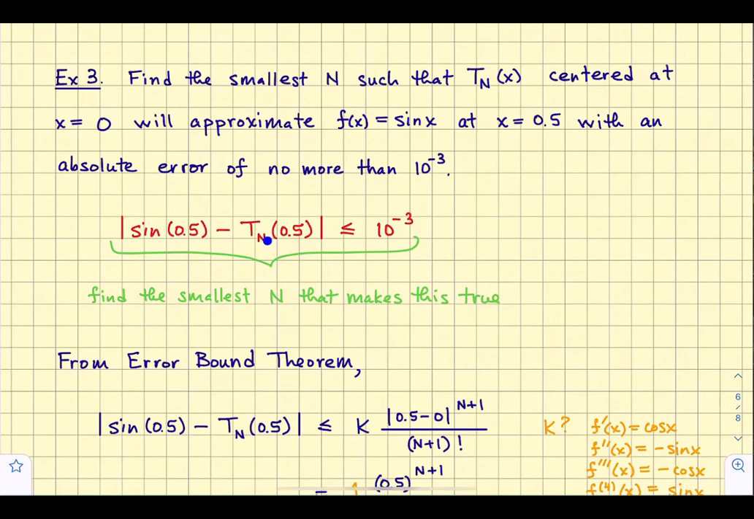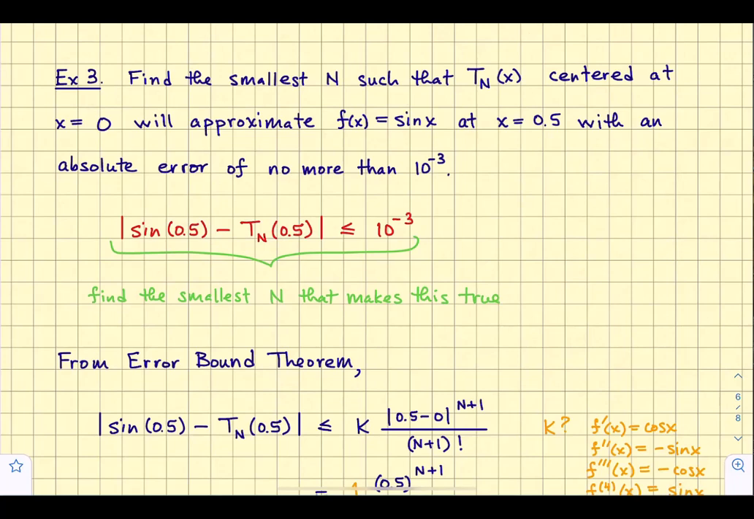And remember, this is a polynomial approximation built at x equals 0, but then we're using it to approximate at 0.5. That absolute error, we want it to be less than 10 to the minus 3. So we want this to be less than or equal to 10 to the minus 3. Find the smallest n that makes that happen. Well, let's just start with this. This is our absolute error.